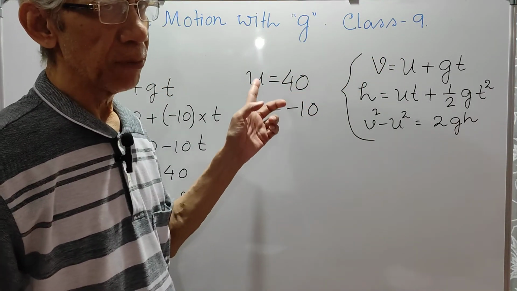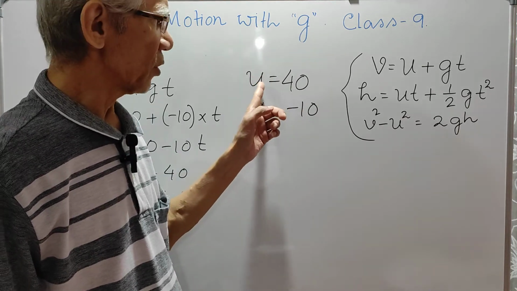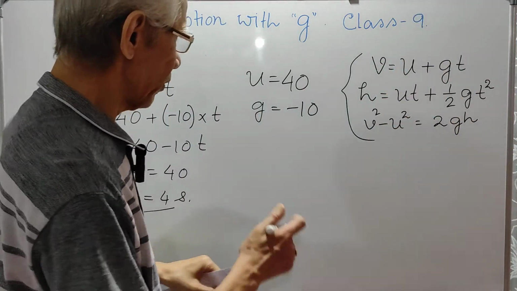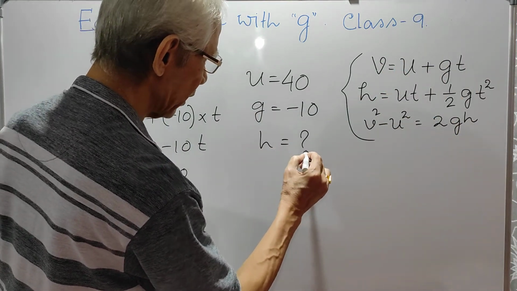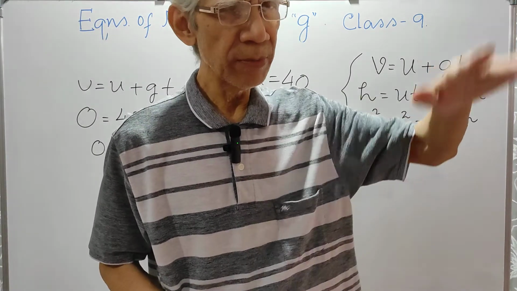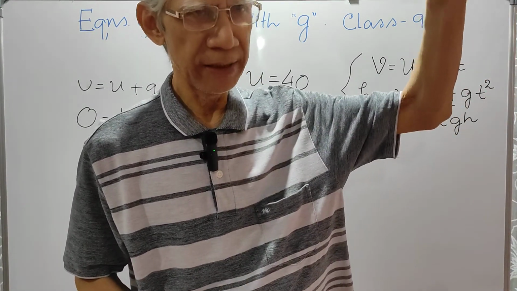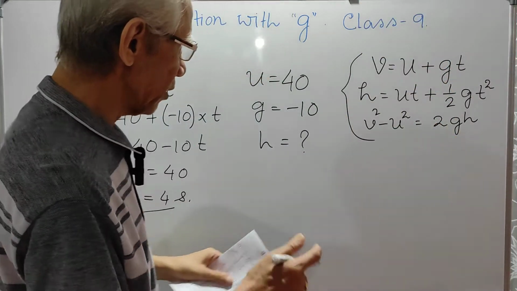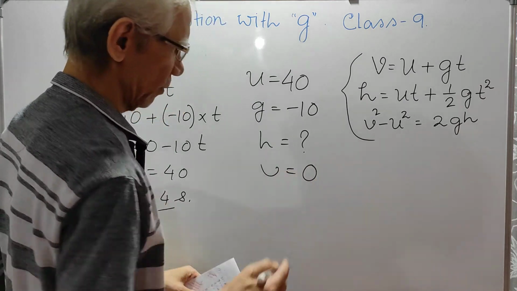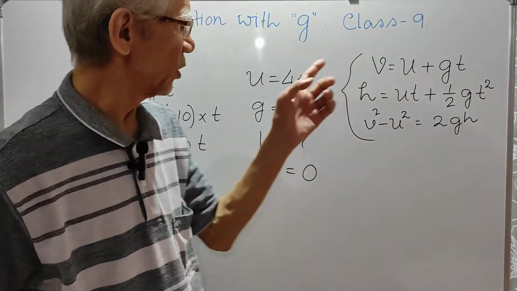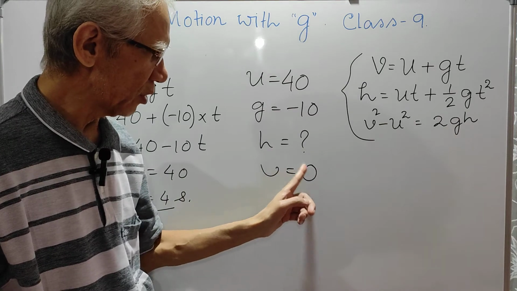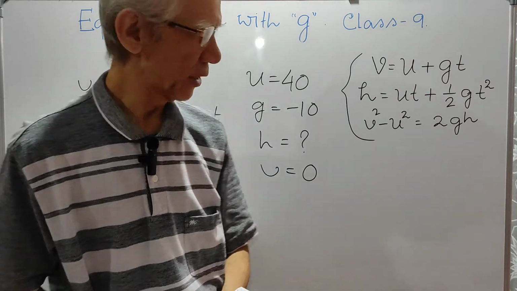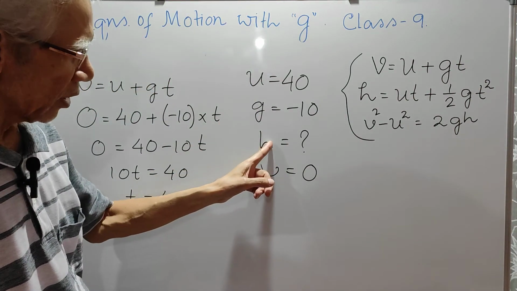See the question again. A body is thrown vertically upward with a velocity of 40 meters per second. How high will it rise? That means you have to find h. What is the maximum height it will reach? Now since it is maximum height, obviously v will be 0. The final velocity will be 0, and the initial velocity is 40. Why? Because the body is supposed to reach the maximum height. So these three things are known and this is unknown.